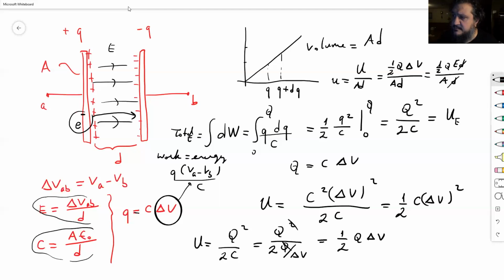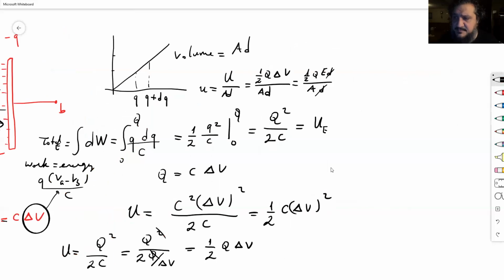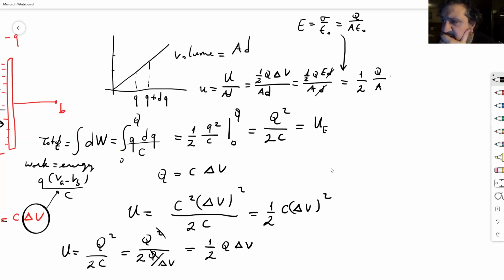All right, let's move one more step ahead. Now the electric field between the plates is sigma over epsilon 0. And sigma is the charge density, which means Q divided by A. So I'm going to plug this in here. So let's simplify. 1/2 Q over A times E. Is that what I want to do? I want to get rid of Q, actually.